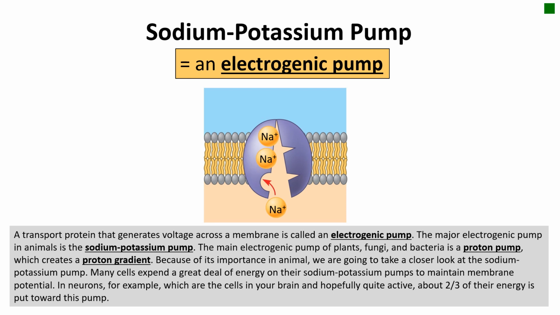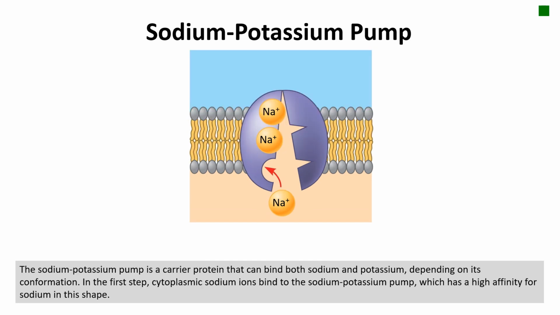Many cells expend a great deal of energy on their sodium-potassium pumps to maintain membrane potential. In neurons, for example, which are the cells in your brain and hopefully quite active, about 2/3 of their energy is put towards this pump. The sodium-potassium pump is a carrier protein that can bind both sodium and potassium depending on its conformation. In the first step, cytoplasmic sodium ions bind to the sodium-potassium pump, which has a high affinity for sodium in this shape.